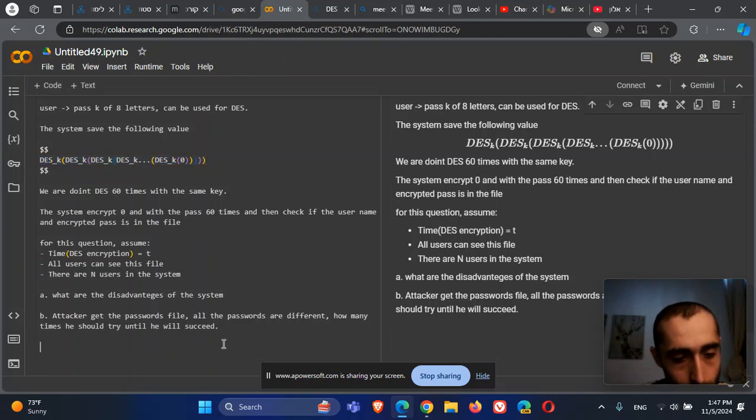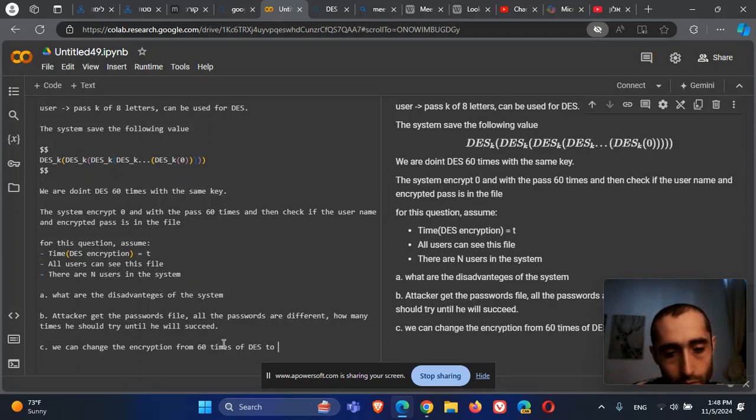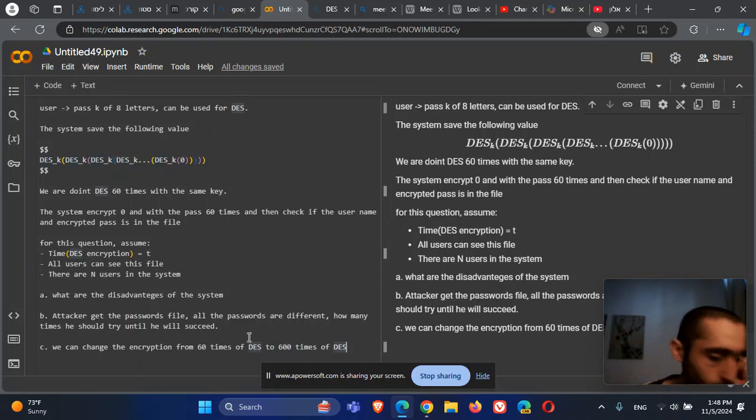And the third question is: we can change the encryption from 60 times of this to 600 times of this. Instead of doing this 60 times as shown, let's do it 600 times, and tell me what are the pros and cons of doing that.